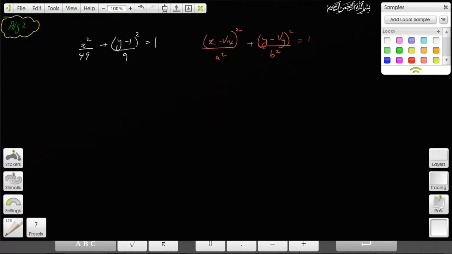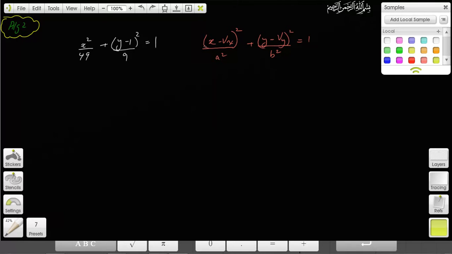Here's another concept in our study of ellipses in this chapter. Before you is an equation for an ellipse. It's a perfectly good-looking ellipse in this form: x minus vx squared over a squared plus y minus vy squared over b squared equals 1.